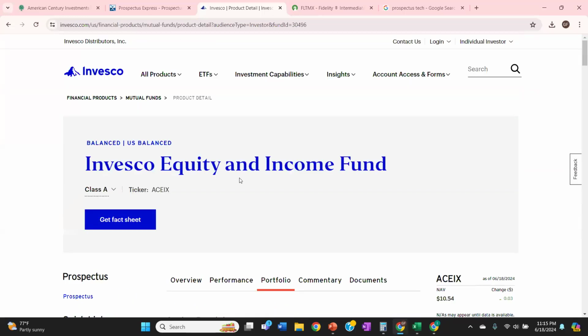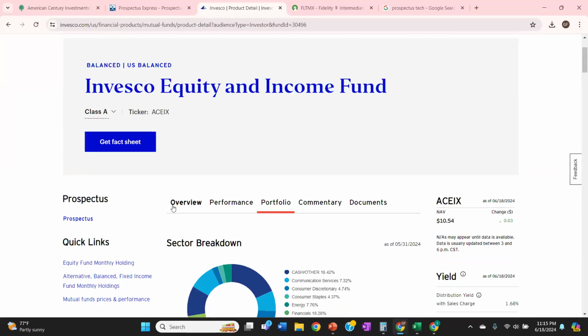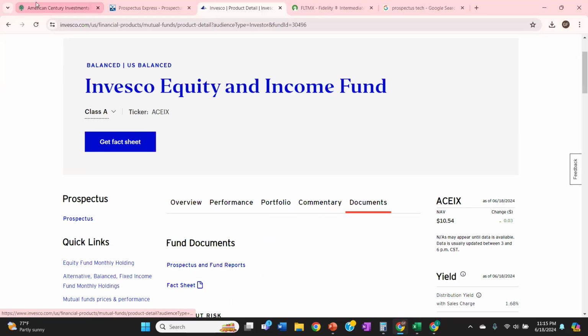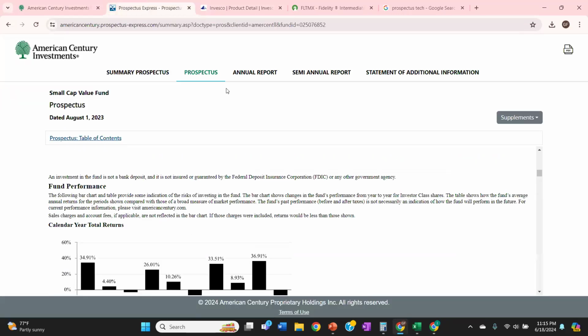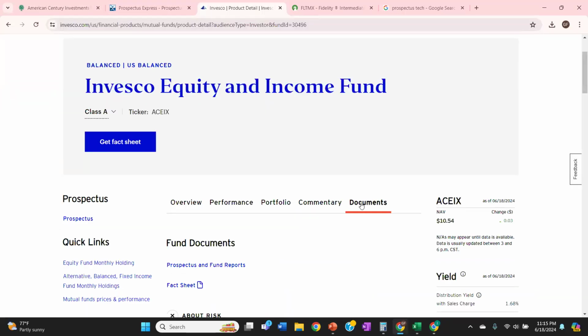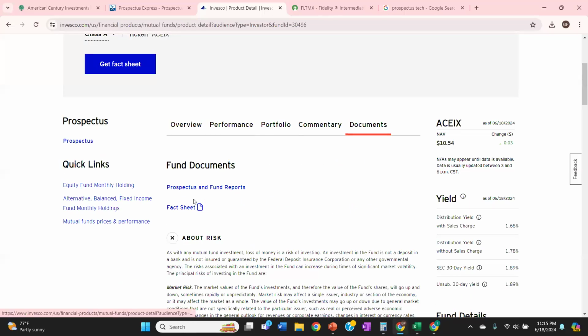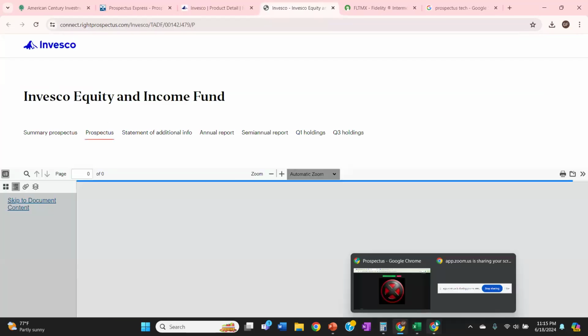Next, we'll go to Invesco. Invesco is a little bit different. So they'll have the same thing, all these little tabs, overview, performance, portfolio. And instead of resources, this one says documents. So when you go to the documents, it'll list, again, fact sheets and all those things that are glitzy. Remember, they're for little kids and stupid people. Go to the prospectus and the fund report.